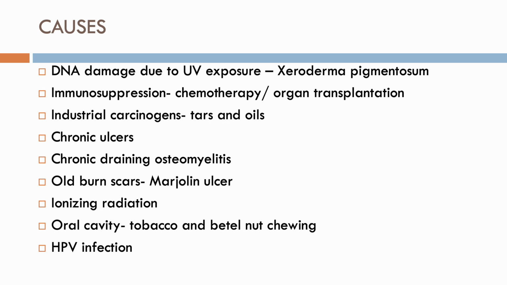Then industrial carcinogens like tars and oils, chronic ulcers, chronic draining osteomyelitis, and old burn scars like Marjolin's ulcer. What is Marjolin's ulcer? It is a cutaneous malignancy arising in the setting of previously injured skin. Then ionizing radiation, or in the oral cavity, tobacco and betel nut chewing, and HPV infection or human papillomavirus infection.